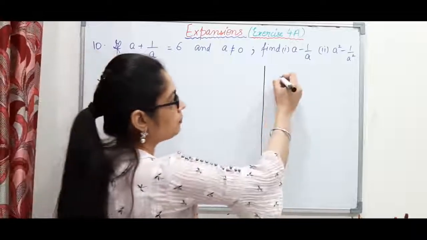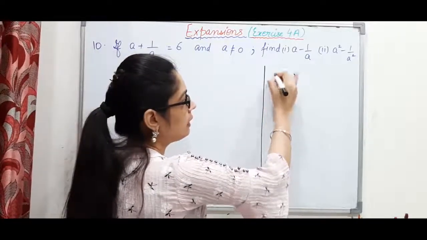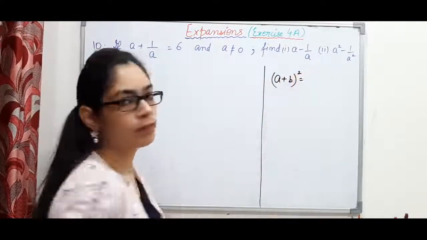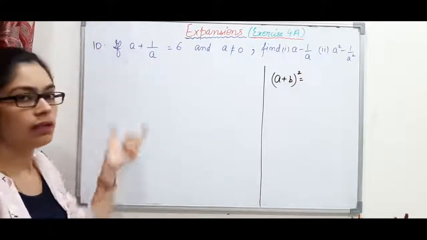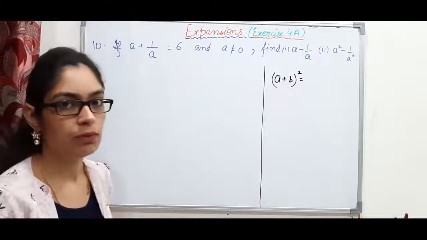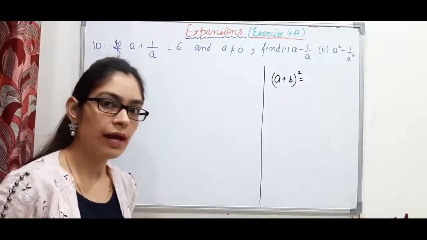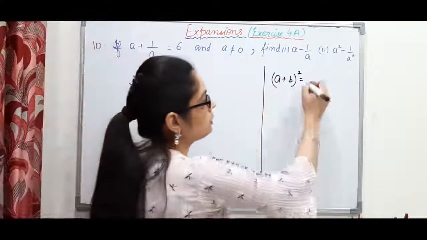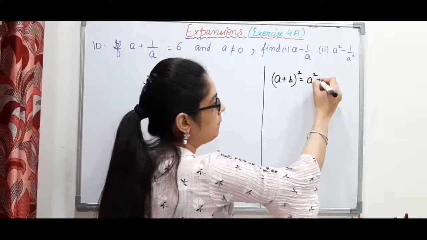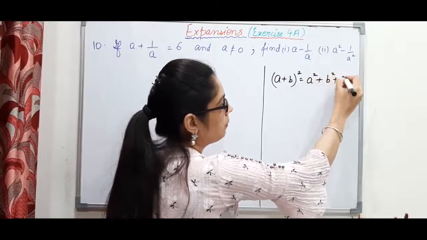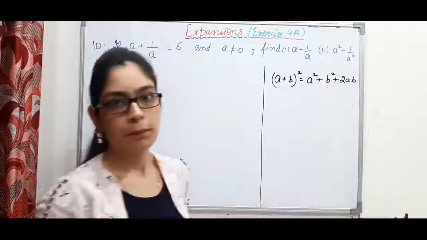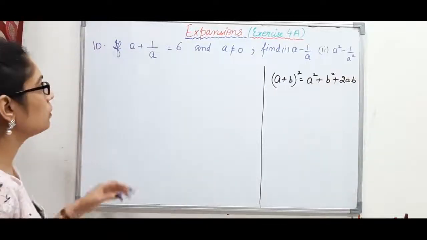So a plus b means we can use this identity, (a plus b) whole square. See, this is actually giving us a hint about which identity we have to use. Since a plus b is given, we can use the identity a square plus b square plus 2 into a into b. So this identity we can use.